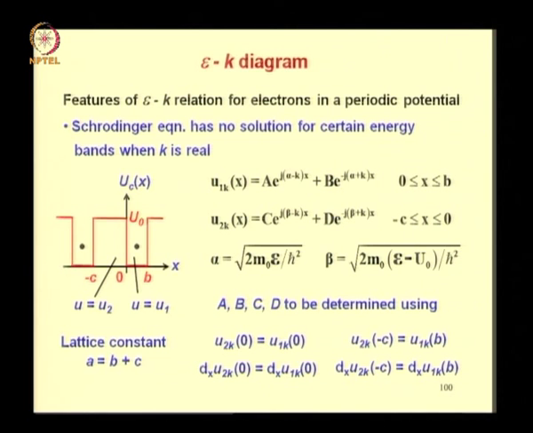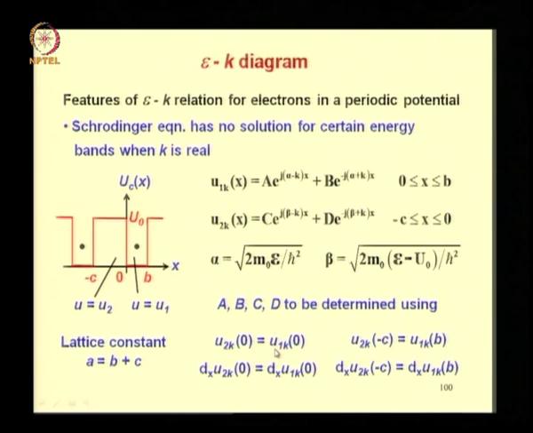Now the coefficients A, B, C and D are to be determined by using the following boundary conditions. Now look at these boundary conditions. The boundary condition u2 at x equal to 0 should be equal to u1 at x equal to 0, because the wave function should be continuous across the boundary here. That is the statement which is being made by this equation.